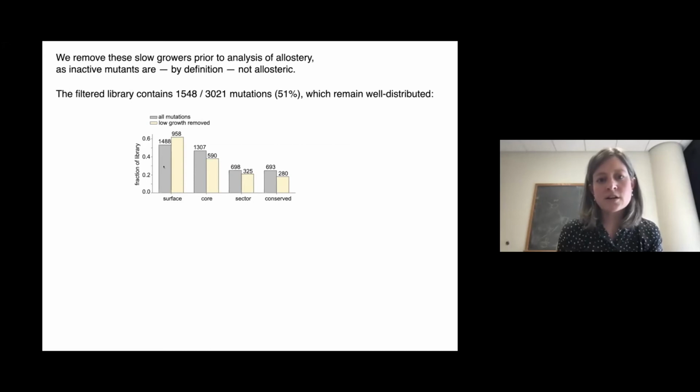I'm showing here that this still leaves a good distribution of mutants between common structural or evolutionary categories. We're showing surface positions, core positions, sector positions, and conserved positions. After filtering out these mutations with low growth, here's the fraction of the library that they compose, and these are the raw numbers of mutations left after filtering.